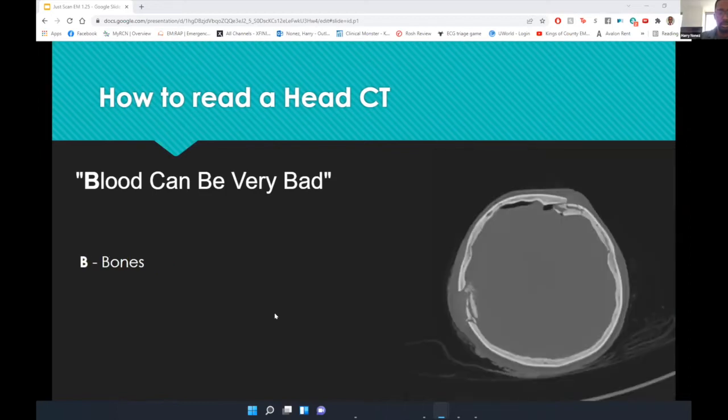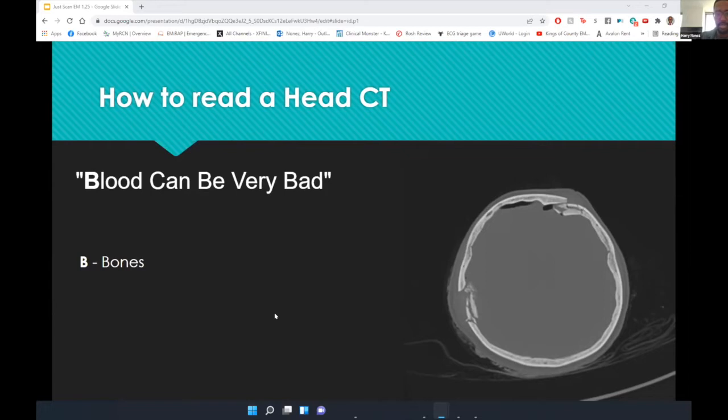Next one, or last one, is bones. When you're looking at bone pathology on a CT, it's best to use the bone windows. Usually a depressed skull fracture is pretty easy to see on a bone window. But things can get complicated when it's a non-displaced fracture, because these can mimic the normal suture lines, which I've definitely mistaken for a suture line before.